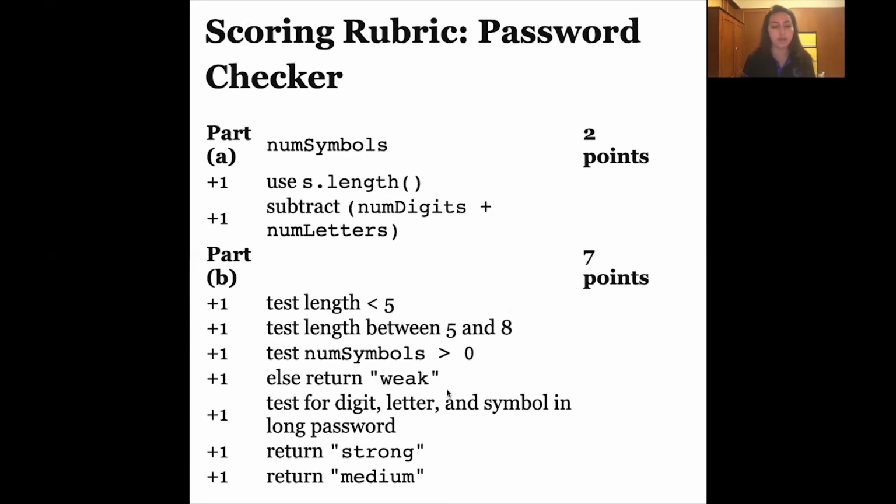Else return weak. We did have that part. Test for digit, letter, and symbol in long password, which we also tested for. Return strong and return medium. So again, we followed all of these check marks here, and this is the kind of rubric you can expect that the markers will use on the AP exam. And we'll go through again the rubric for part 2 after we've completed it.